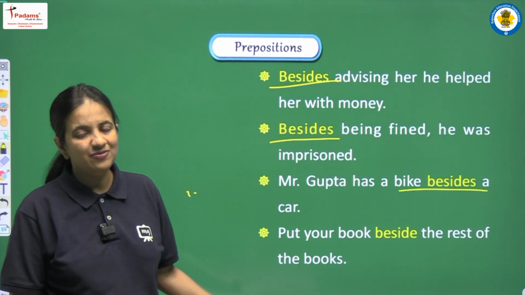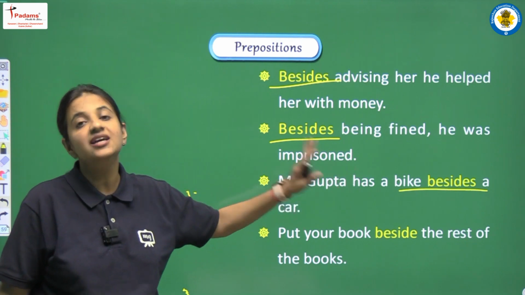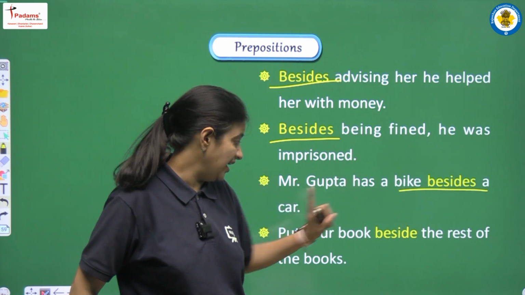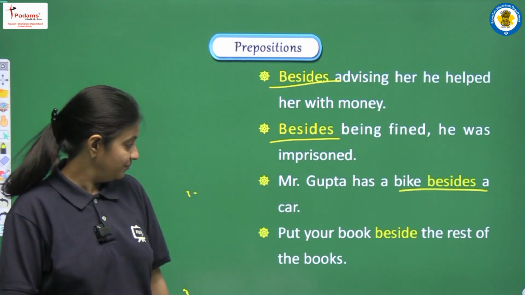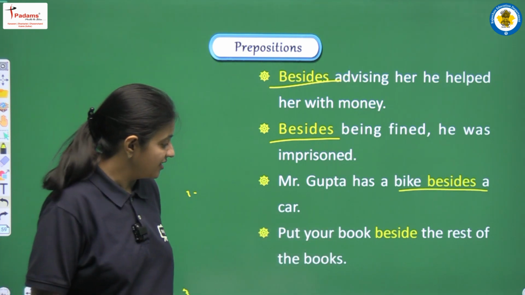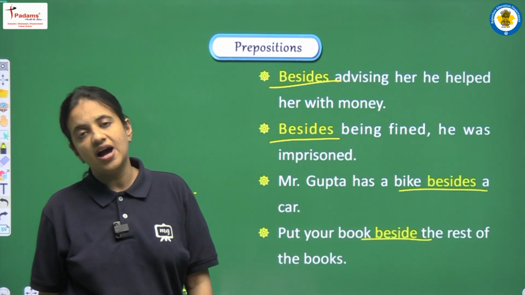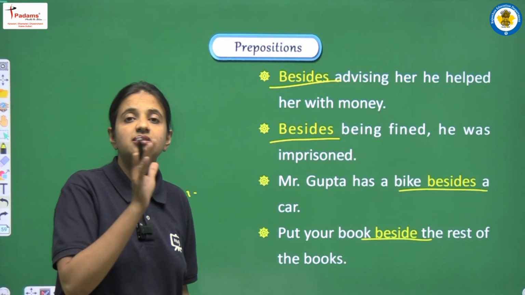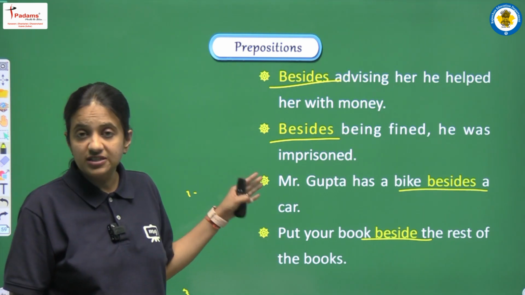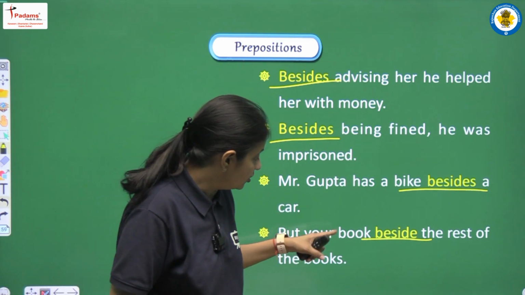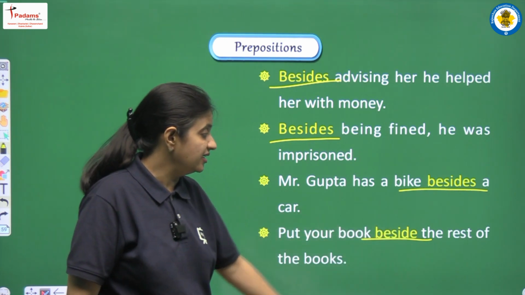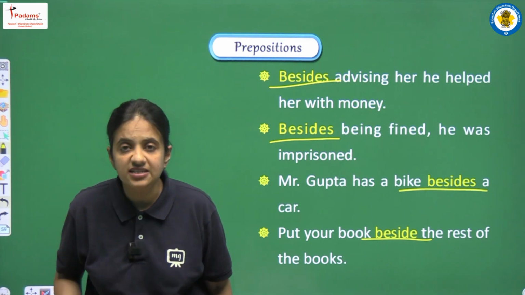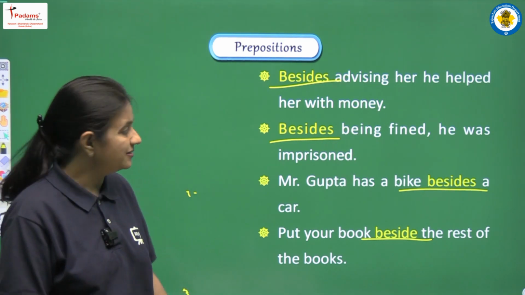Next is, Mr. Gupta has a bike besides a car. So again we have one example here in which we have besides, and the meaning is that Mr. Gupta had not only a bike but also a car. Clear? Put your book beside the rest of the books. So now in this sentence we have beside. Why? Because we have the meaning of near, or by the side of. So we are giving this kind of instruction to someone to put the books beside, or near, the rest of the books. Okay, so beside means near, and besides means in addition to. Clear?